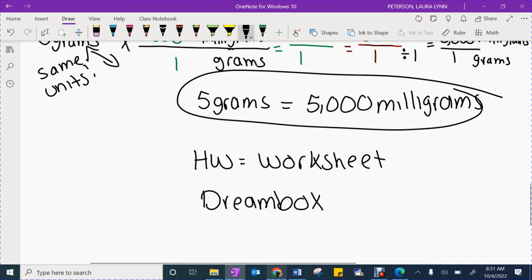Your agenda now: you're working on the homework that got passed out. That is an orange worksheet. It is all about conversions and unit rates. And then if you finish, you are on Dreambox.